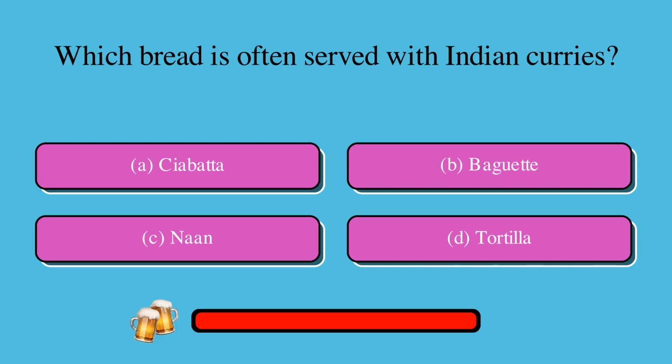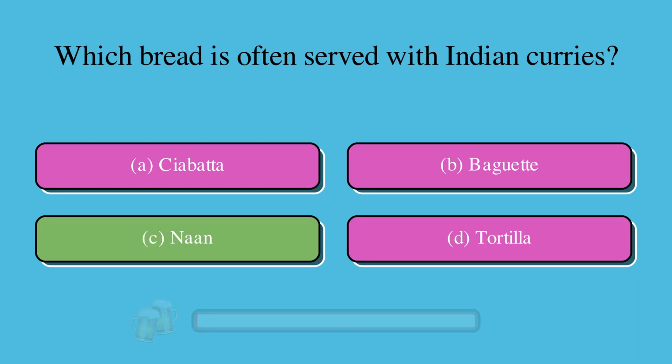Which bread is often served with Indian curries? Is it A, ciabatta, B, baguette, C, naan, or D, tortilla? The correct answer is C, naan.